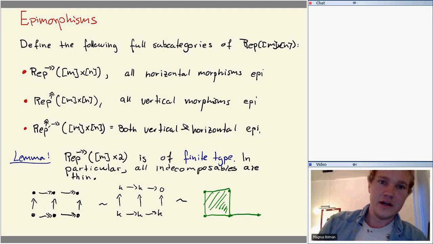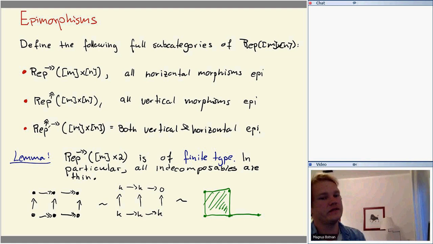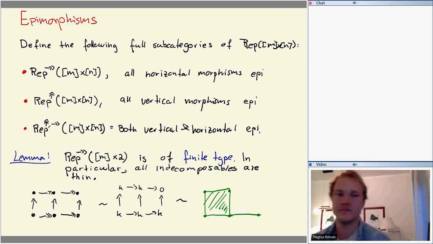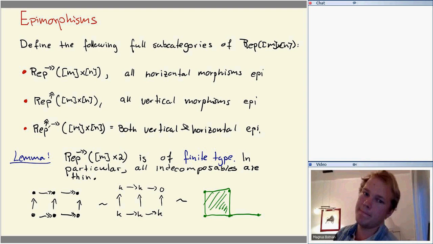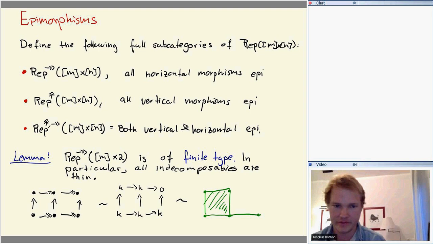First, you need some notation. This horizontal arrow to the right, m times n, will be a subcategory of representations of m times n, where all the horizontal morphisms are epi, and in the same way the upward arrow denotes the subcategory with all the vertical morphisms epi, and if you have both of them, then both maps are surjective, like surjective in both directions. And a lemma, which is not too hard to prove using element-chasing techniques.